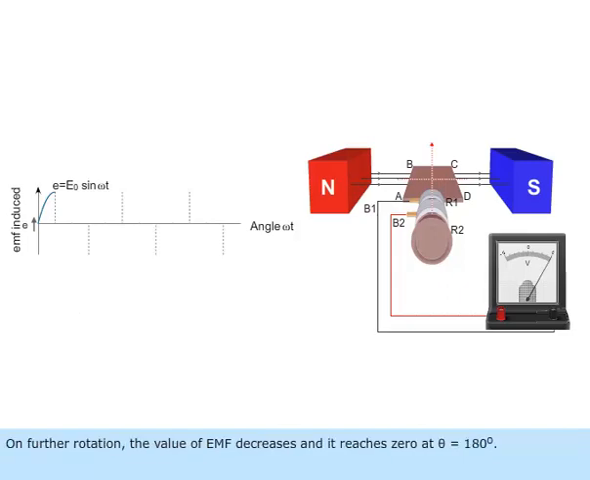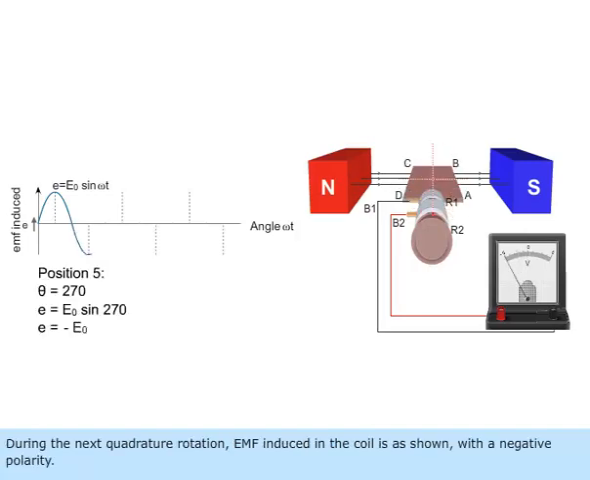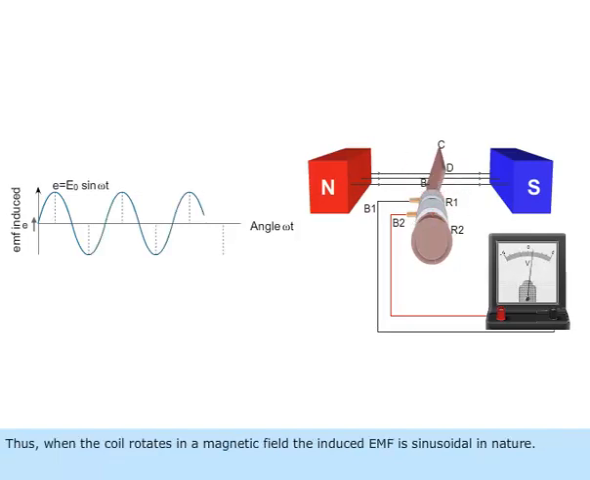On further rotation, the value of EMF decreases and it reaches 0 at theta equal to 180 degrees. During the next quadrature rotation, EMF induced in the coil is as shown with a negative polarity. Thus, when the coil rotates in a magnetic field, the induced EMF is sinusoidal in nature.